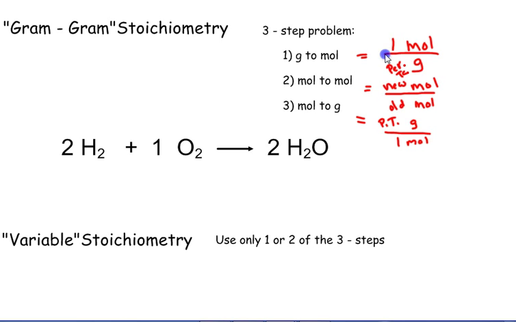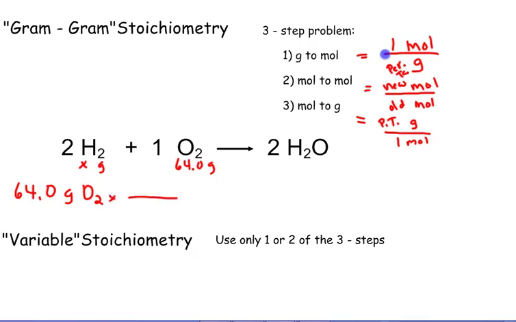So gram-gram stoichiometry was when you had mass of a substance and you had to convert it to mass of a different substance. So for example, if we have this equation here, 2H2 plus 1 O2 turning into 2 waters. If you started with 64 grams of oxygen and I asked you to find the number of grams of hydrogen, you would set this up as a problem in the usual way, 64 grams of O2.